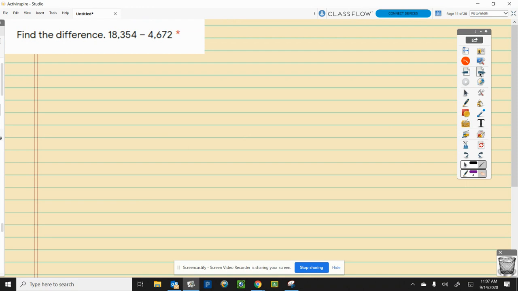First problem, we have to find the difference between 18,354 minus 4,672. And remember, you're not doing this on a Google form this week. You need to get out a blank sheet of paper and you're going to write your work on that paper and then you'll enter it here in this program.